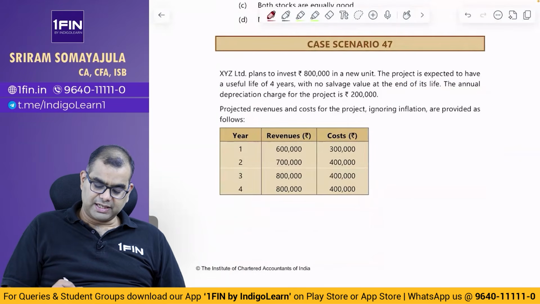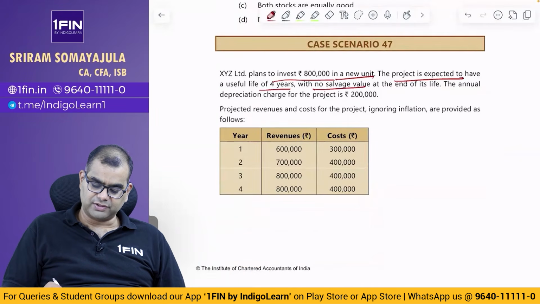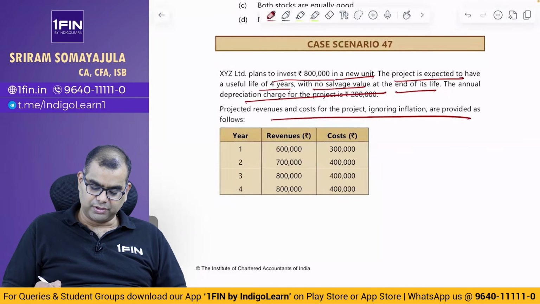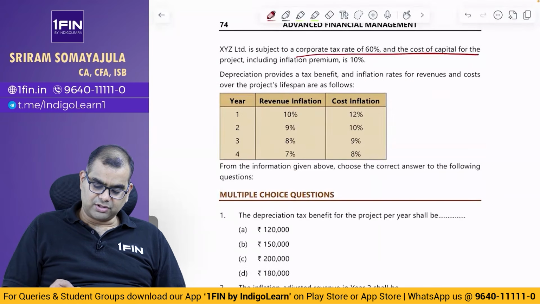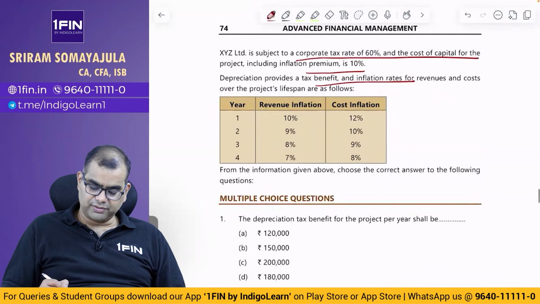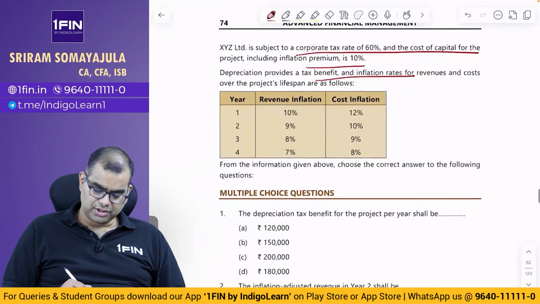XYZ plans to invest 8 lakhs in a new unit. The project is expected to have a useful life of 4 years with no salvage value at the end of its life. The annual depreciation of the project is 2 lakhs. The projected revenues are given below. It's subject to a corporate tax rate of 60%. Cost of capital including premium is 10%. Depreciation benefit for the project per year: 2 lakhs into 60%.